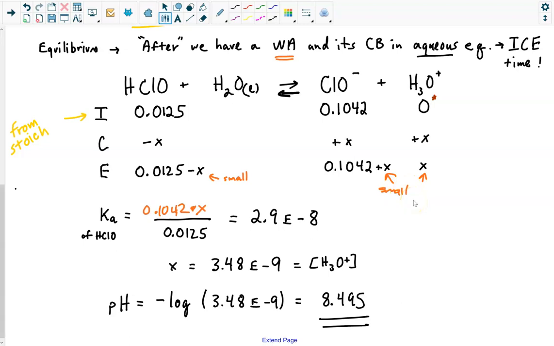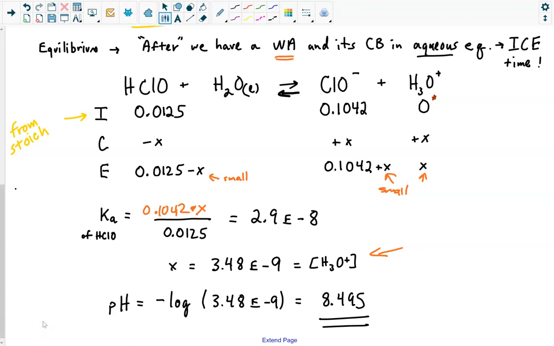So sorry about that. At least I caught it. Anyway, the math down here was correct. The only thing wrong was the fact that I had X times X instead of 0.1042 times X. So when you solve for X, you do get X equals 3.48 times 10 to the negative 9, and that's the hydronium ion concentration. And so then the pH is the negative log of 3.48 times 10 to the negative 9, and you get a pH of 8.495.